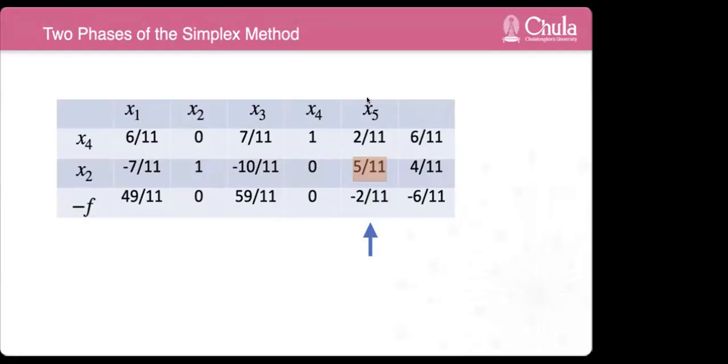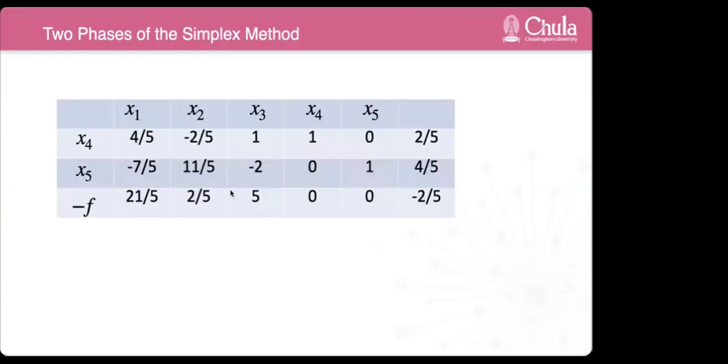We introduce x5 as our new basic variable, and we remove x2 from the set of basic variables. We obtain this table. Then it's finished because there are no more negative coefficients.